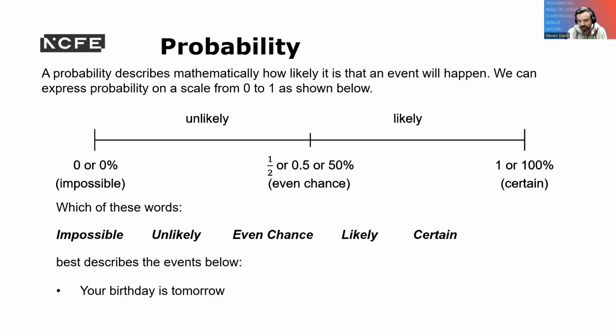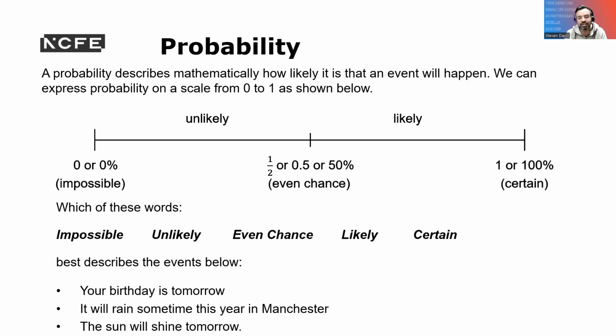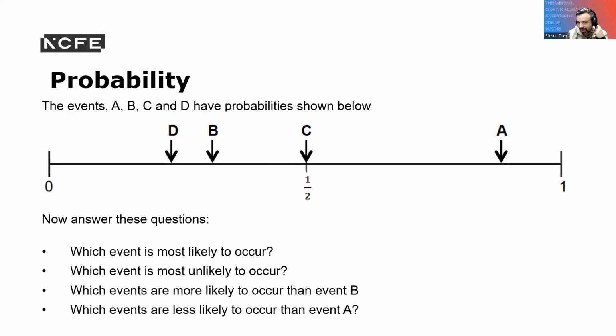So let's best describe the events below. Your birthday is tomorrow. Well, for me, that's a 0 because I'm born in April. Unless you're watching this in April, then it might be a bit more certain, but I'm doing this recording in November, so for me it is impossible. It will rain sometime this year in March. I think that is probably an absolute 100% certain. And the sun will shine tomorrow. Will it? We've probably had one of the wettest last couple of months known to mankind. So to me, it feels very unlikely, down on the bottom there. But anyway, we can plot the probability shown on this graph.